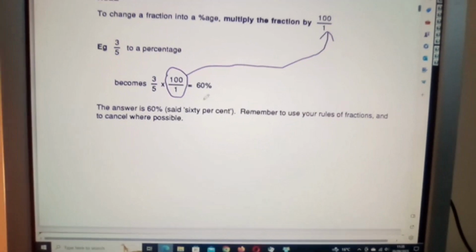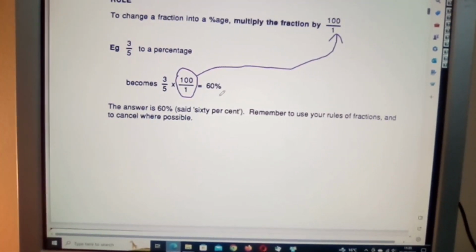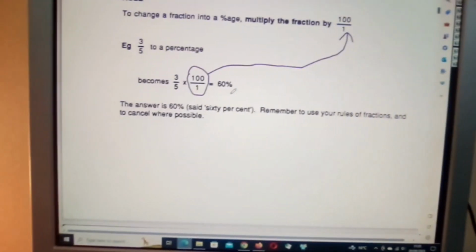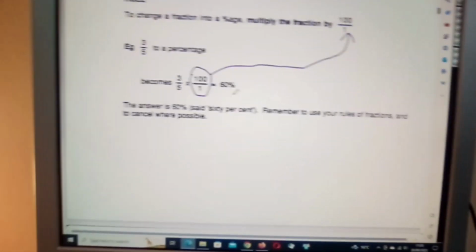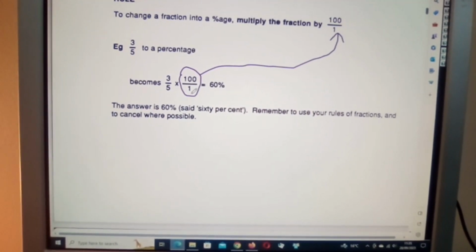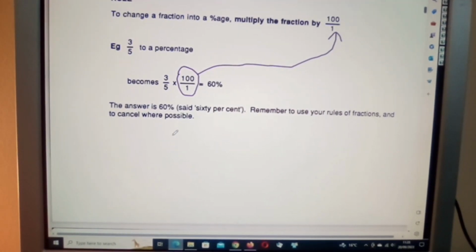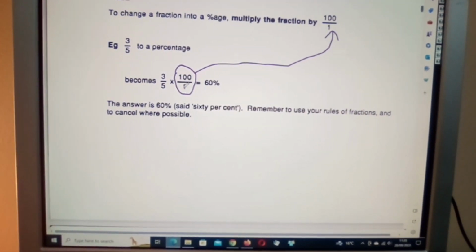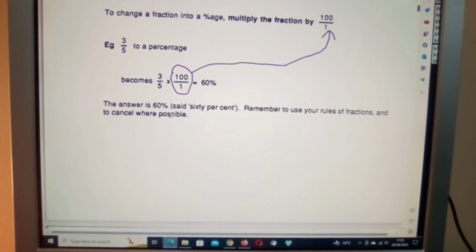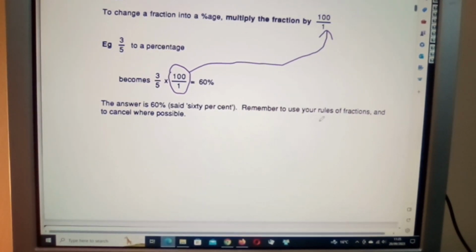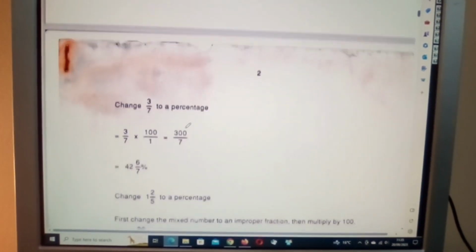Now try this for yourselves. Don't just take it for granted. Of course, because we have an answer here and I've given you an answer here, doesn't mean to say that you don't have to do anything. That is rubbish. You have got to do the work. You need to know how we got this answer here, and it is setting it down that matters. The answer is 60%. Remember to use your rules of fractions and to cancel where possible. That is relevant to you.